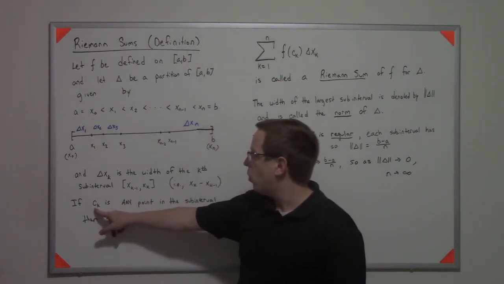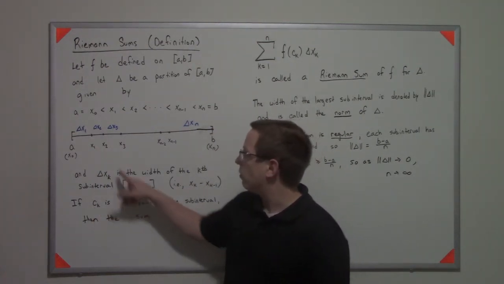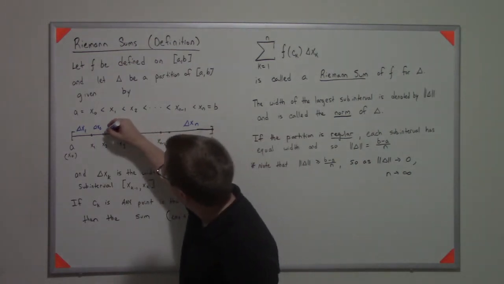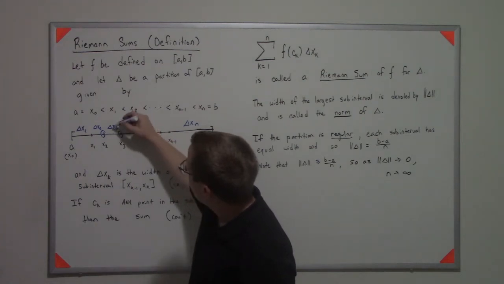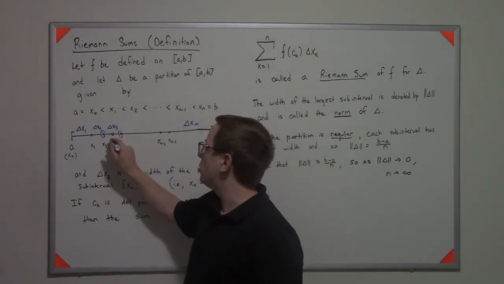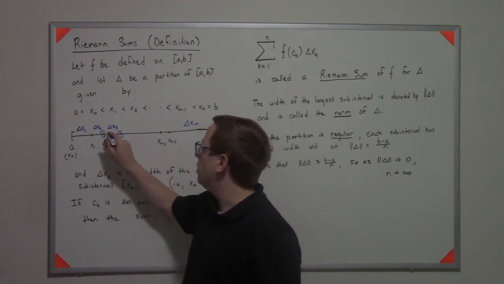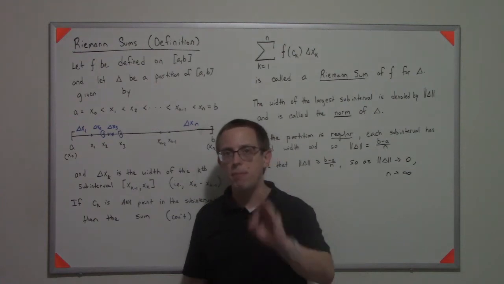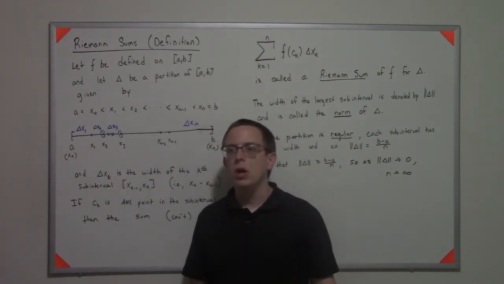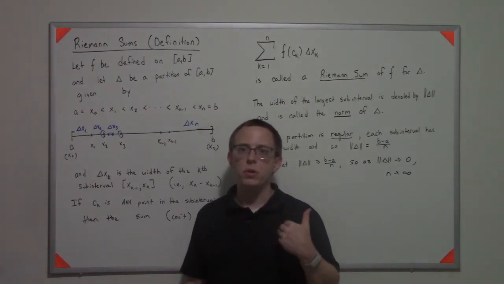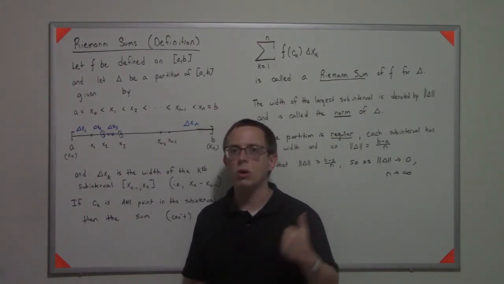Anyway, now here's the real interesting thing. If I take any point in the subinterval, if I'm here, I could take the left endpoint, I could take the right endpoint, I could take some random number in between anywhere. I could take the exact middle of those two endpoints. I could take one third of the way. It doesn't matter. It has to be in that subinterval, but it doesn't matter where in that subinterval.